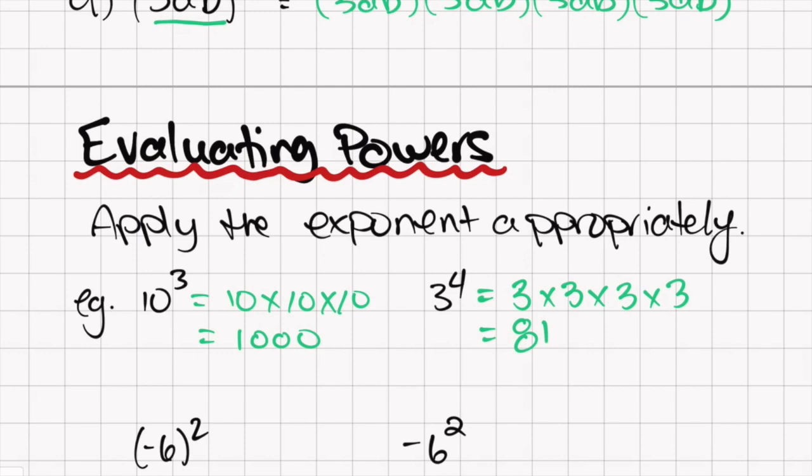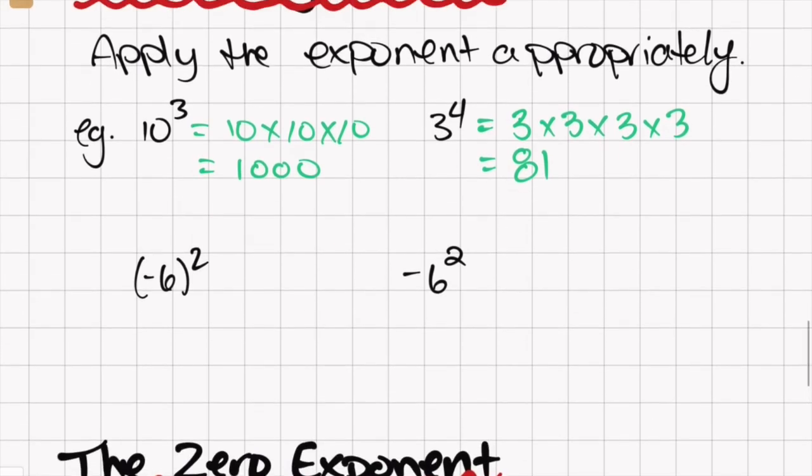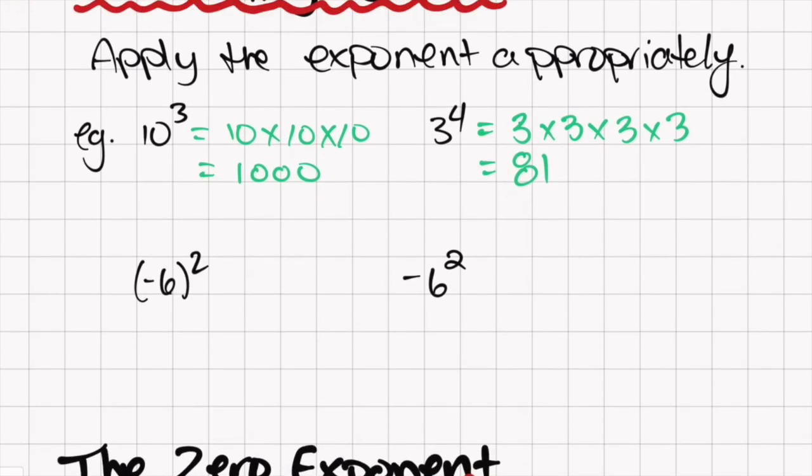It becomes a bit different when you start to involve a negative sign, and whether you have brackets present or not. For this situation, where we have negative 6 inside of a bracket raised to the power of 2, we need to take what is inside the brackets, and that is what we have the repeated multiplication of. So it would be negative 6 times negative 6.